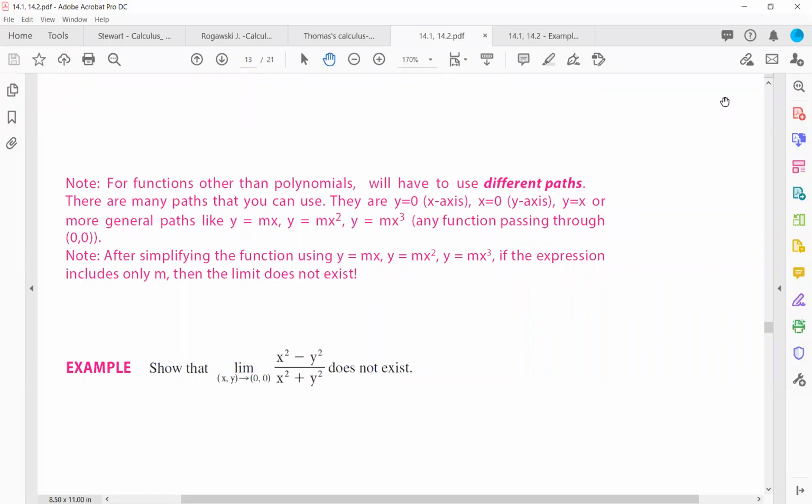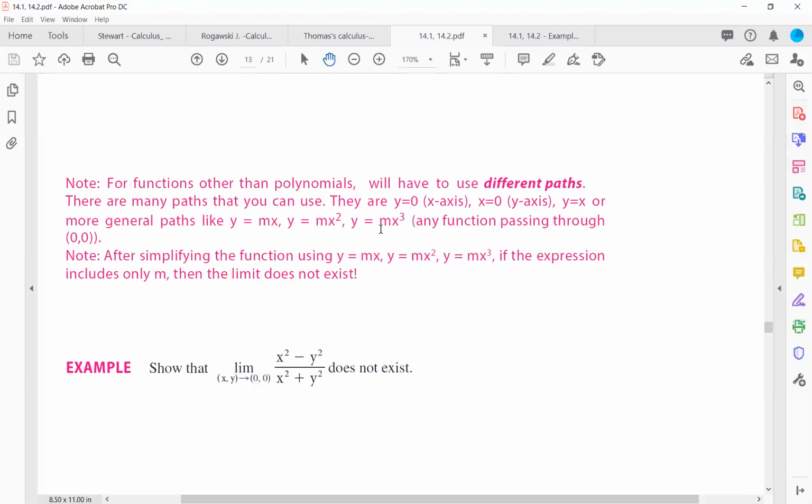Very well. I expect you to ask, what if we don't have a polynomial function? What would be the next step? For functions other than polynomials, you have to use different paths. For example, you can take y equals 0 as the x-axis. You can use the line x equals 0, or y-axis. You can use the line y equals x, or you can work with more general paths like y equals mx, y equals mx squared, y equals mx cubed, any function passing through the origin.